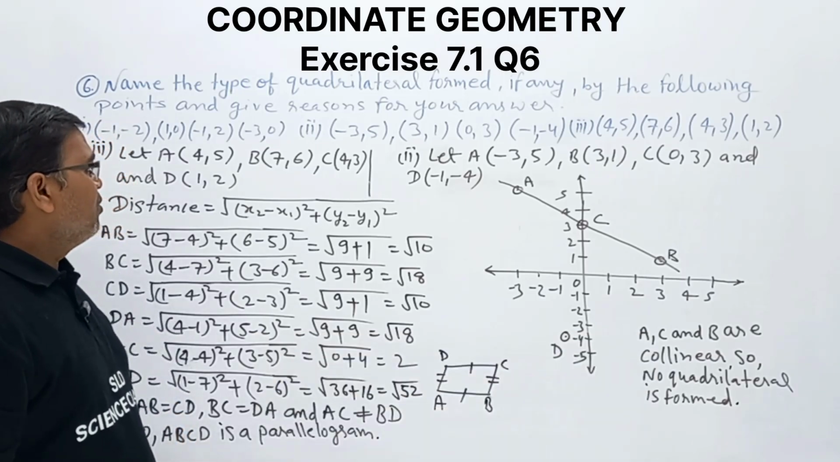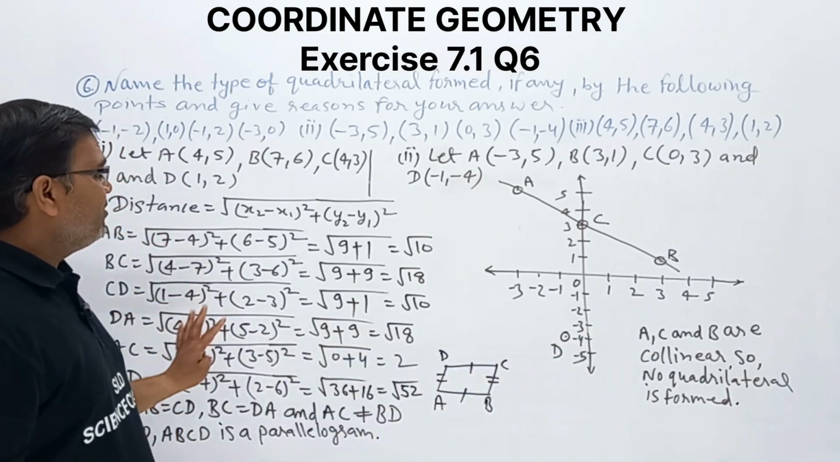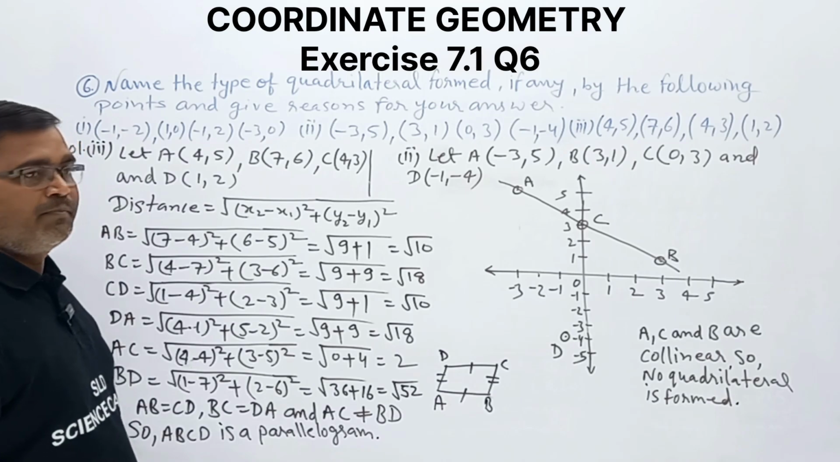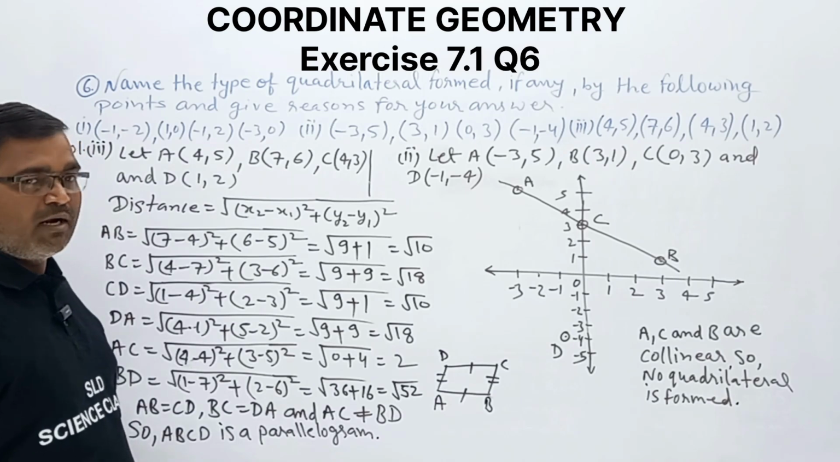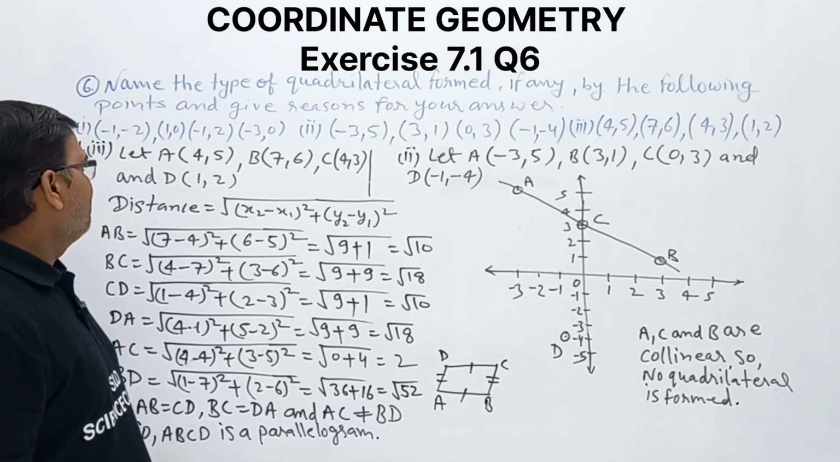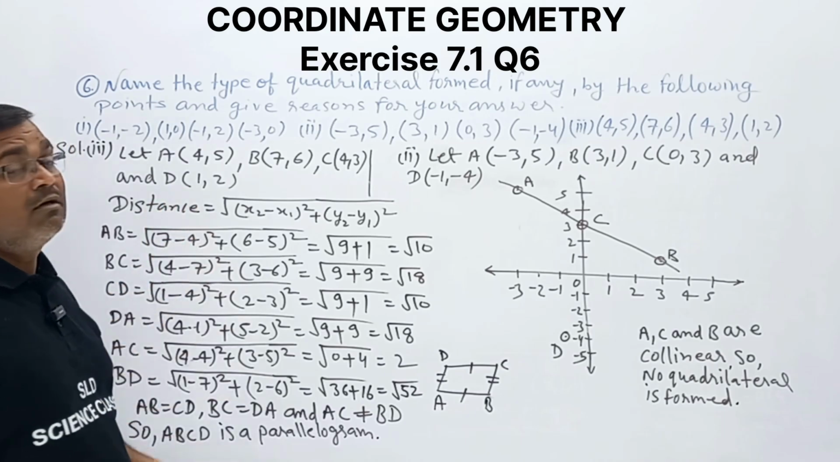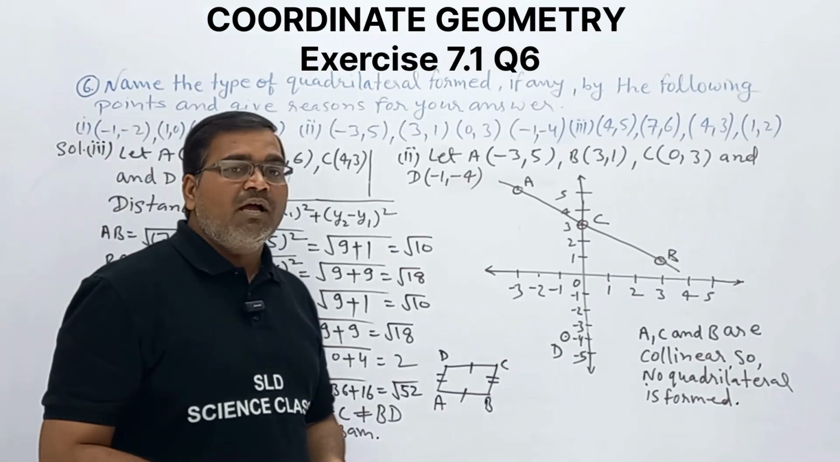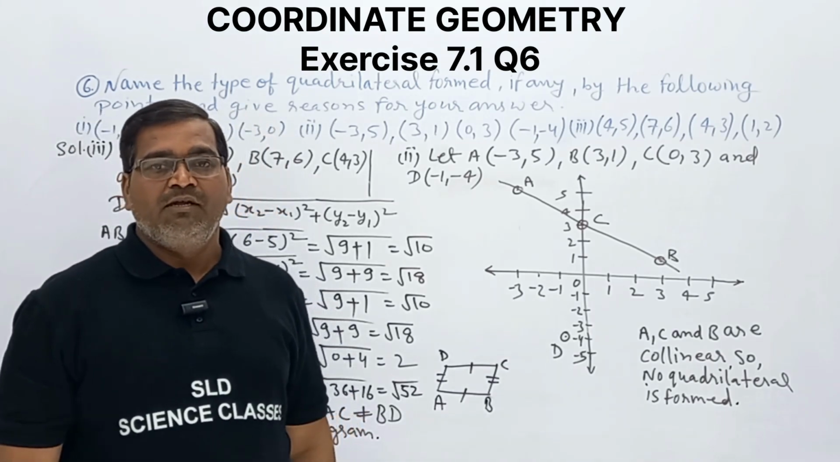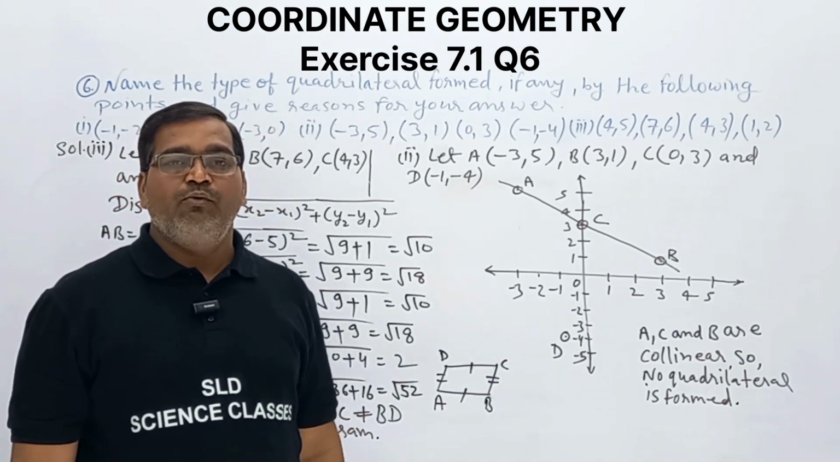Clear? So by using the distance formula, we can observe what sort of quadrilateral we can find by using these points. Clear? I hope you understand this question. That's all about this question. Thank you so much.